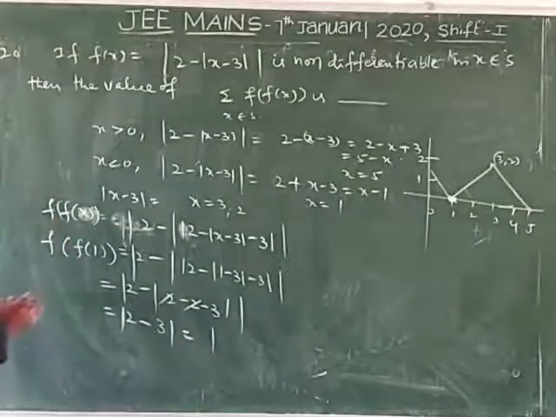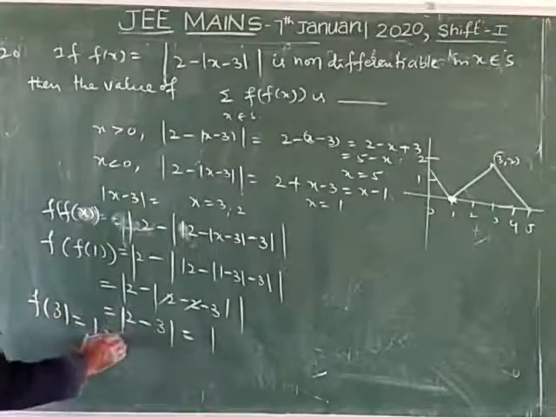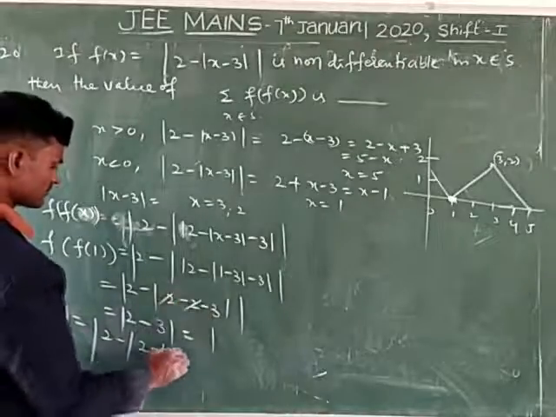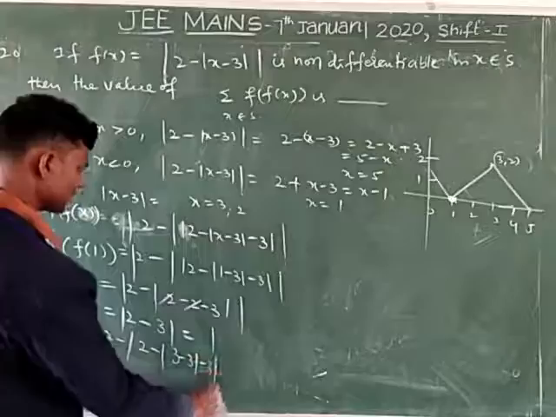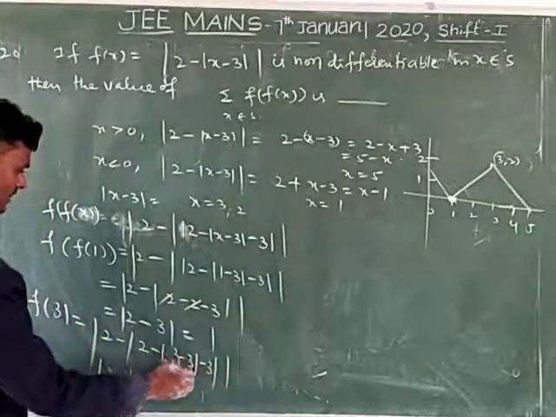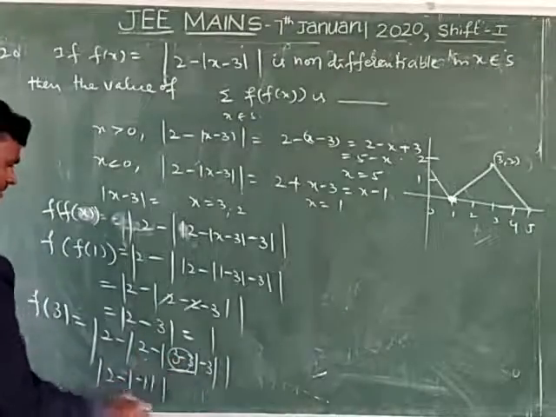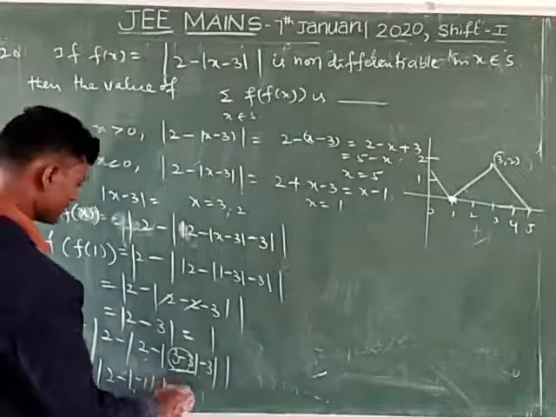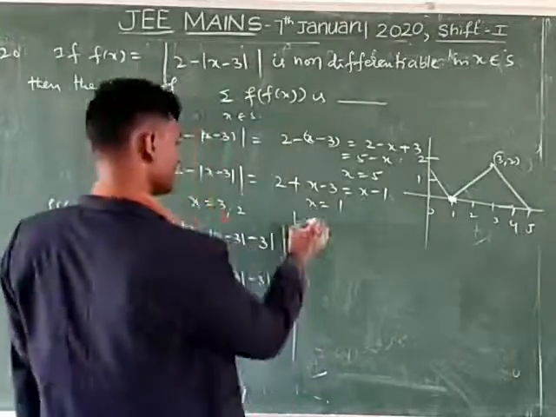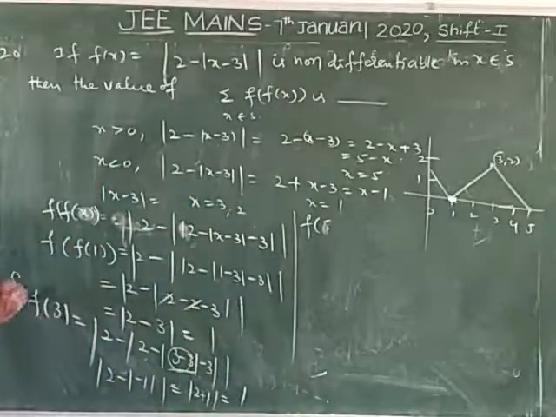Again you can take f of 3. f of 3 also is 2 minus modulus of 2 minus modulus of x minus 3, with x equal to 3, so 3 minus 3, then 3 minus 0. Then modulus of 2 minus 2, this is 0, means 2 minus 3 is equal to again minus 1. Then 2 minus modulus of 2 minus 1 is equal to again 1. This is f of 3.